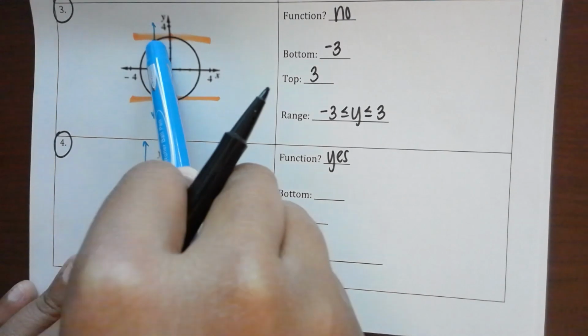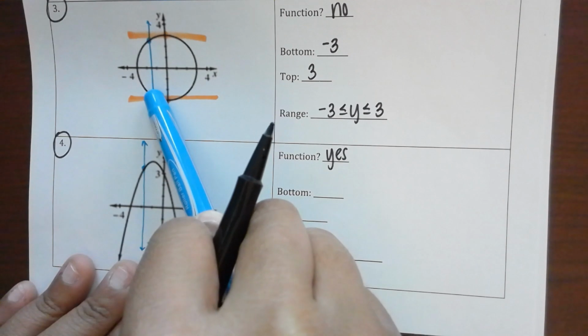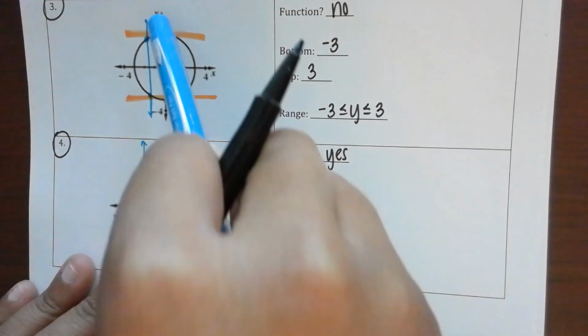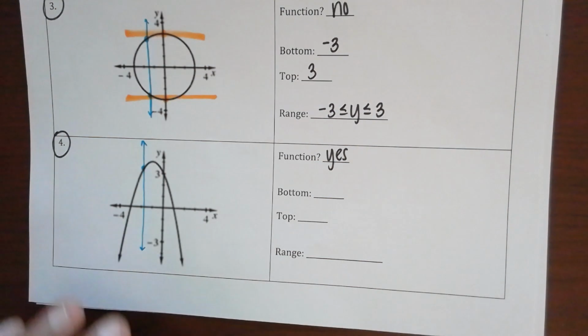When did it hit up here? Count with me. How many times is that a hit? 1, 2. If I take it and move it, will it also hit it twice there? Yeah. If it hits it more than once, that is not a function. That's why this is something that you need to understand abstractly and kinetically.